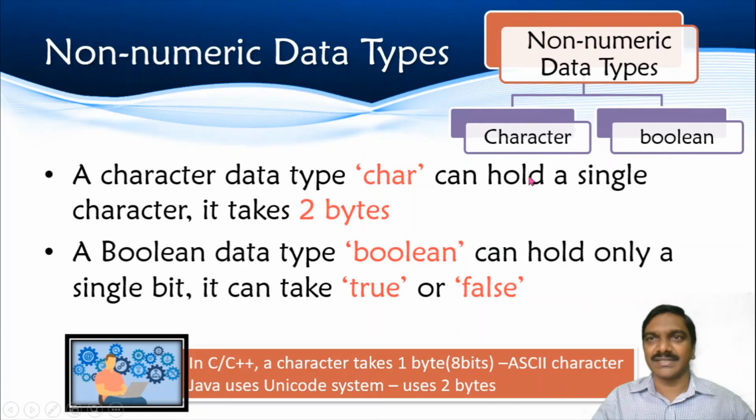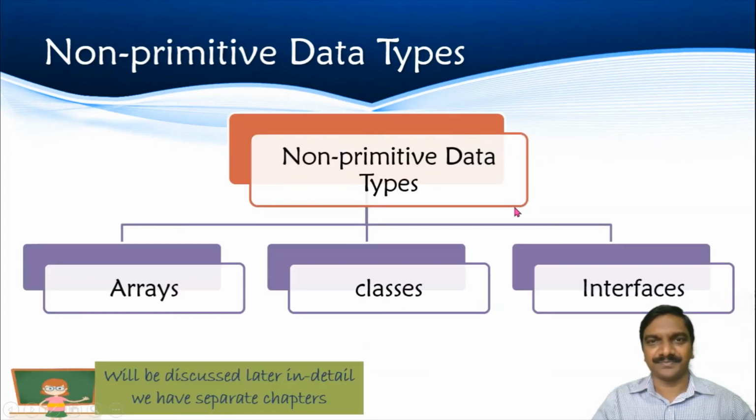Now we have discussed numeric and non-numeric data types. And finally, non-primitive data types. The data types which we discussed until now all come under primitive data types. The non-primitive data types are arrays, classes, and interfaces. We have separate chapters for these three things. We will be discussing them in the coming classes. Thank you.